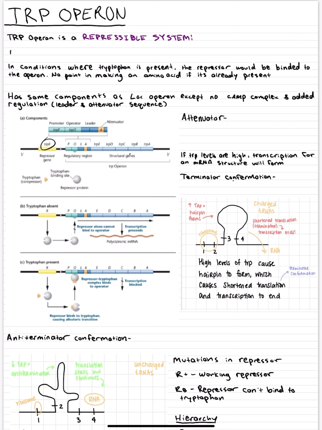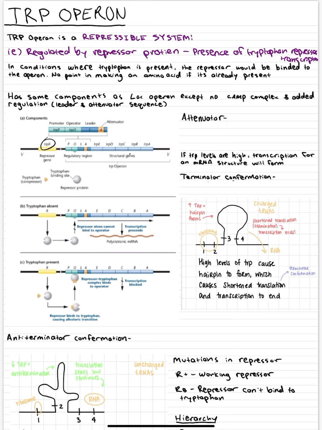I'm going to use purple. So, in conditions where tryptophan is present, the repressor protein would be bound to the operon.